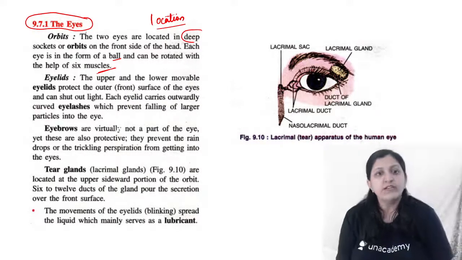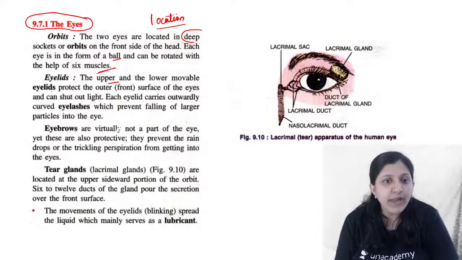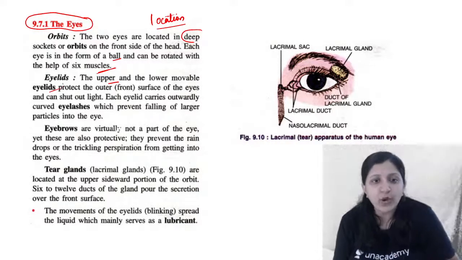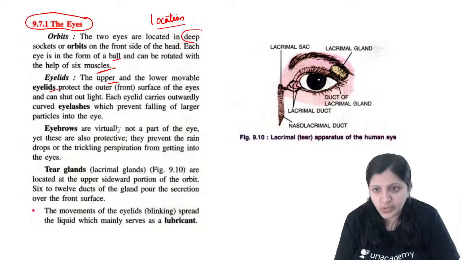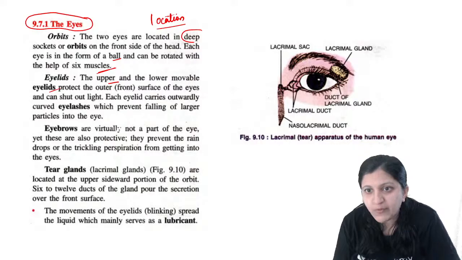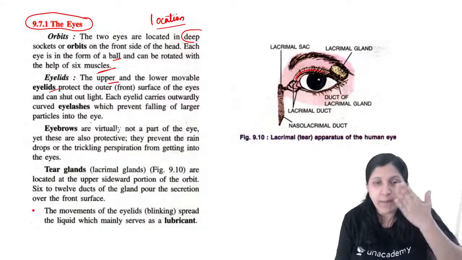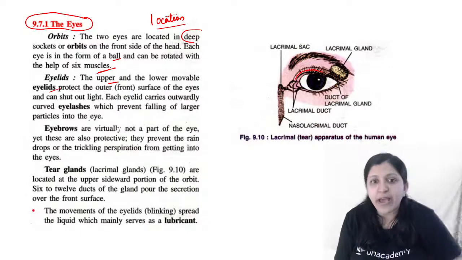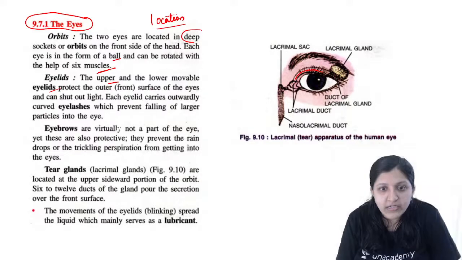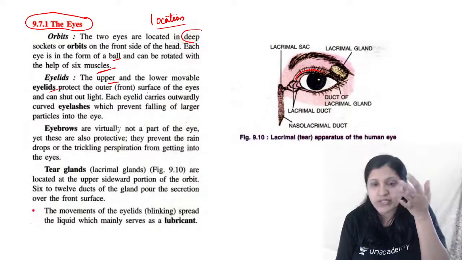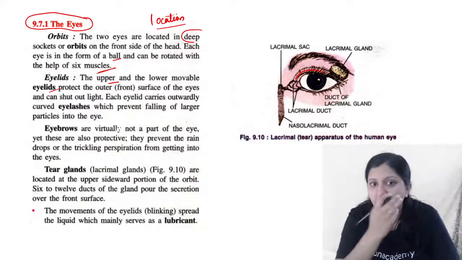All right. So eyelids, when we mention, these are the upper and lower movable eyelids. There is an upper eyelid and a lower movable eyelid, which protect the front surface of our eye. You can see this is the eyelid now. This is going to protect the upper surface of the eye, and the lower surface is also protected to some extent.